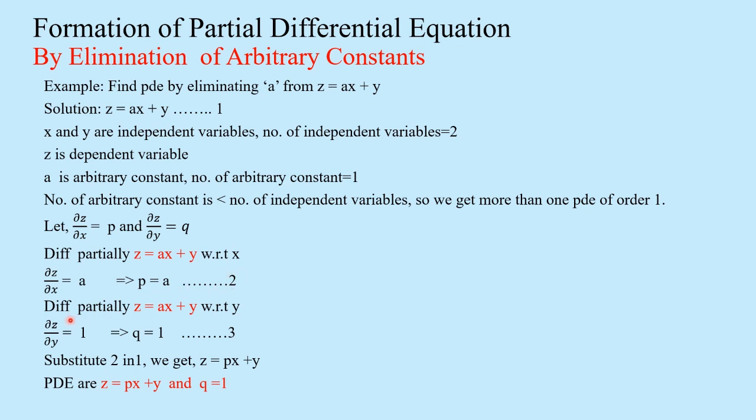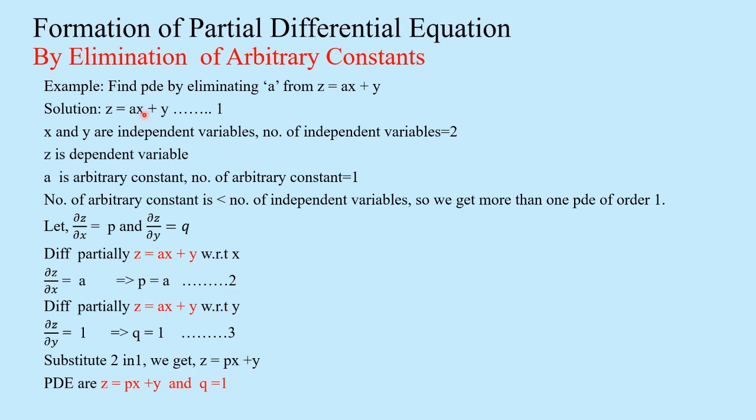Partial differentiation of this with respect to y. So z becomes dou z by dou y, and here when we differentiate x with respect to y, it is considered a constant, and differentiation of a constant is 0. So this term becomes 0. Plus y, differentiation of y is 1. So we get dou z by dou y is equal to 1. Dou z by dou y is q, so we get q is equal to 1. Here there is no arbitrary constant, so we'll consider this as one of the partial differential equations. Now substituting 2 in 1.